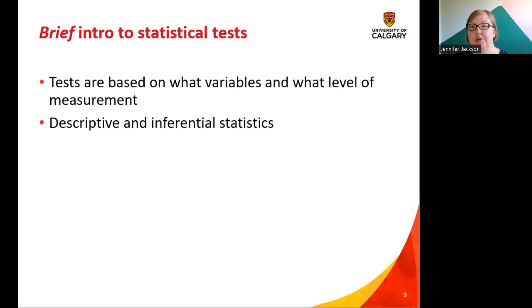So they can tell you, did people who participated in flipped classroom have higher grades? So descriptive statistics describe your sample or describe the status quo. Inferential statistics can help answer the research question.